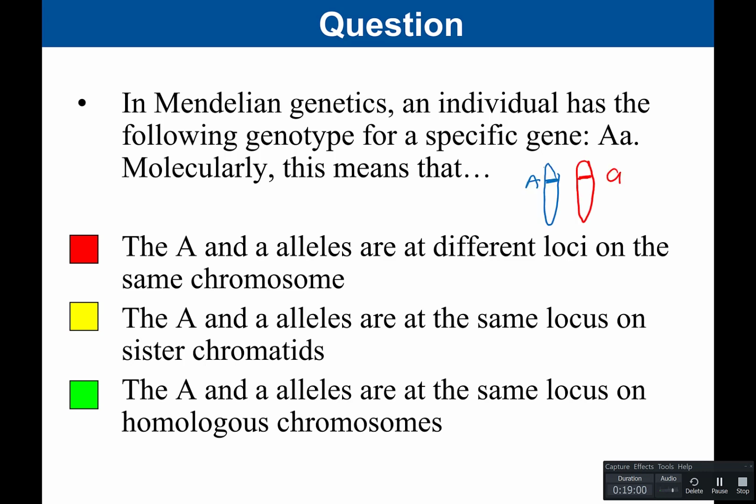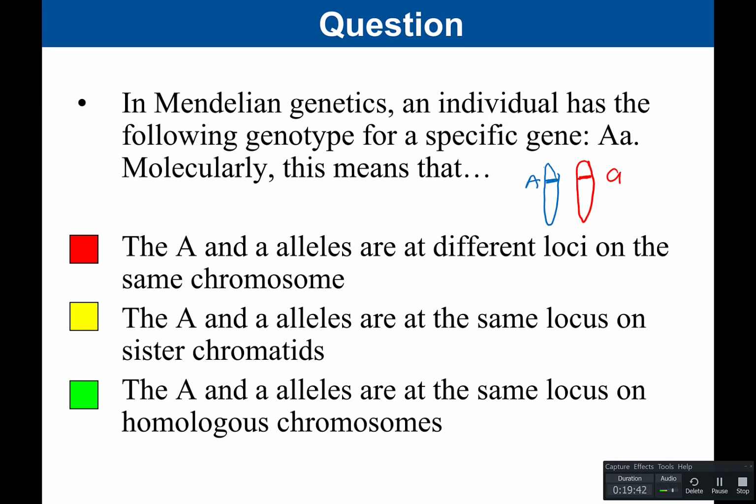So if we have these two chromosomes, notice that one has the big A, the other has the little a. Those can't be sister chromatids, because remember that sister chromatids are exact copies of one another. So if I were to draw a sister chromatid for the big A, on the sister chromatid, it's also going to have the big A, because those sister chromatids come about by DNA replication. They're going to make an exact copy. So yellow doesn't make sense because they can't be on the sister chromatids. Sister chromatids are identical. If it has a big A on one sister chromatid, it has to have the big A on the other. So it has to be green.